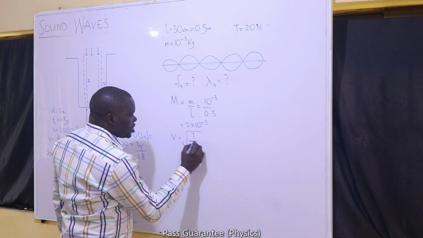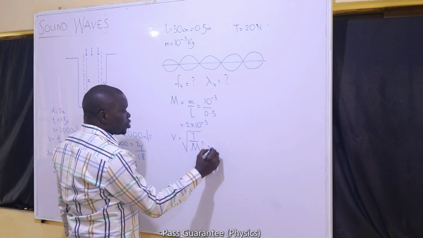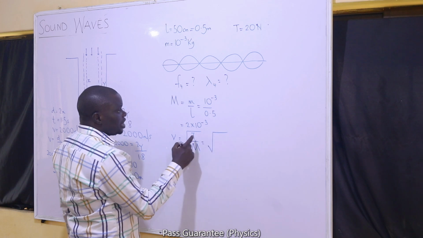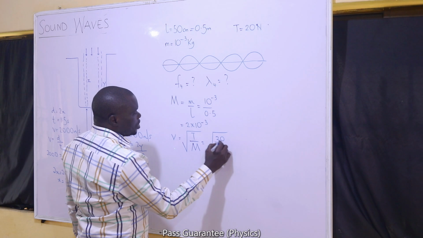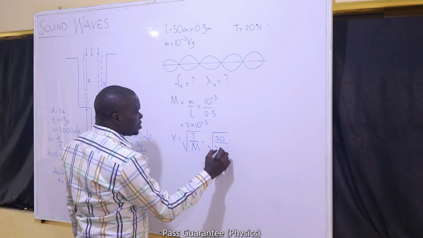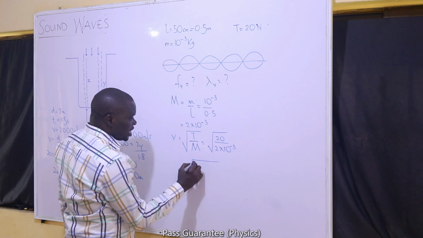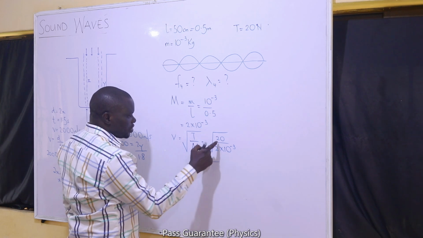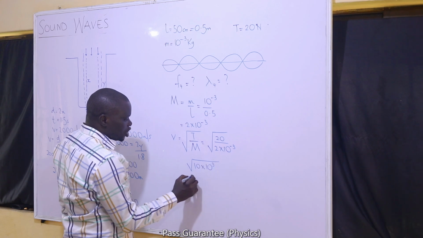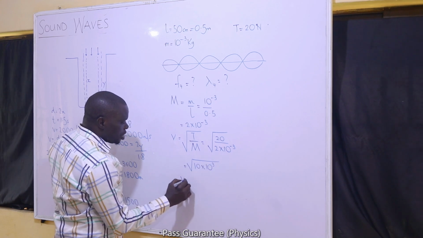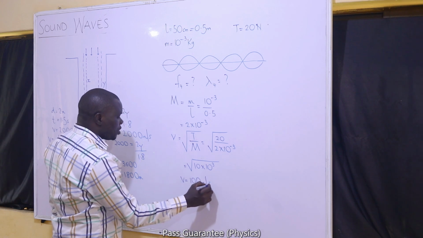The velocity is the square root of T all over m. T is 20, and we divide it by 2 times 10 raised to the power minus 3. 20 divided by 2 is 10, times 10 raised to the power 3, and that should be 10 raised to the power 4. So our velocity will be the square root of 10 raised to the power 4, which is 100 meters per second.